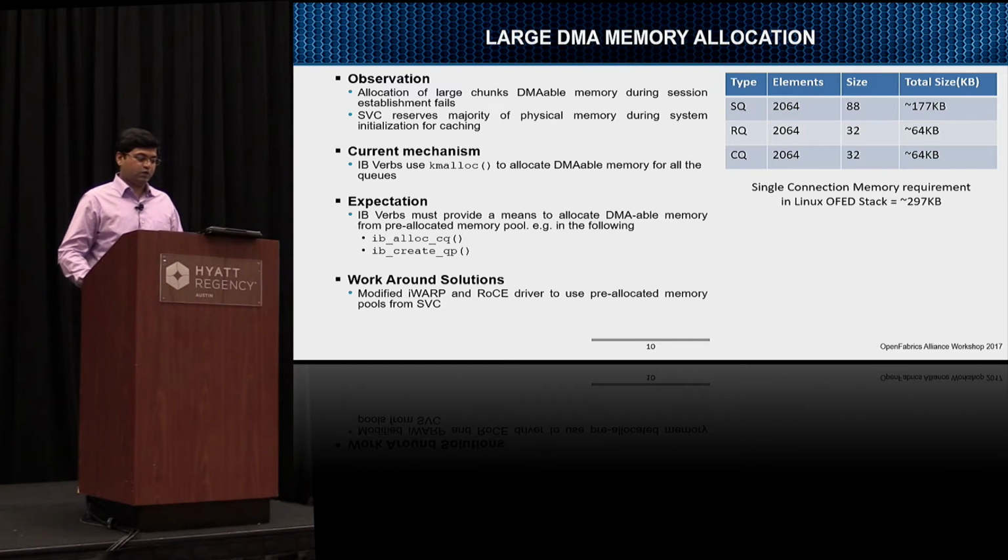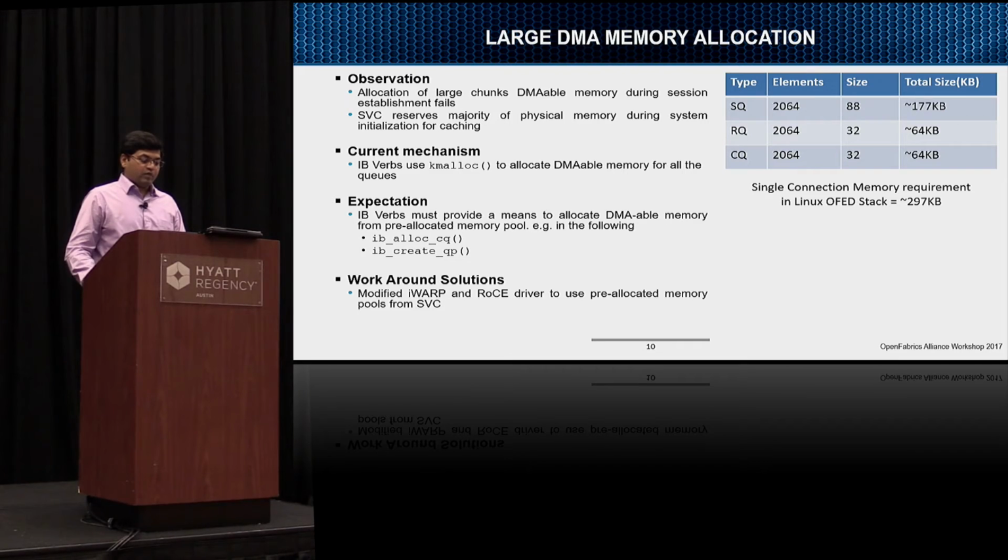The next challenge we faced was with large DMA memory allocation. In the table, I'm showing a sample requirement in terms of memory required by the send queue, receive queue, and completion queue for our application. Our observation was that allocation of large chunks of DMA memory during session establishment fails. This is because when the SVC application initializes, it claims the majority of the memory for caching. It caches the I/O, and it needs a lot of memory to be able to do that function.